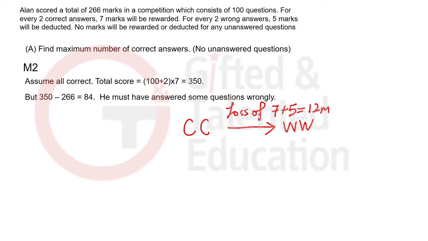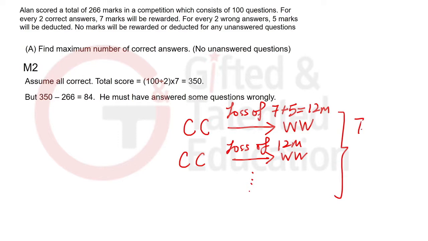Why? Because if these 2 questions are not answered correctly, there would be a loss of 7 marks, and if they are answered wrongly as well, a further 5 marks would be lost, giving a total loss of 7 plus 5 equals 12 marks. If I replace another 2 correct answers with another 2 wrong answers again, there would also be a loss of 12 marks, and so on and so forth. We know that the total loss is equal to 84 marks as a result of answering some questions wrongly.